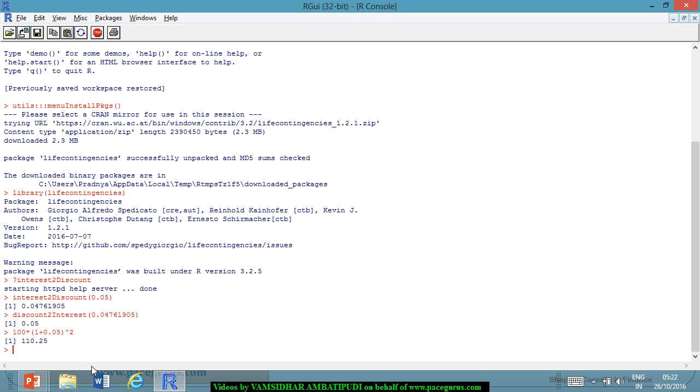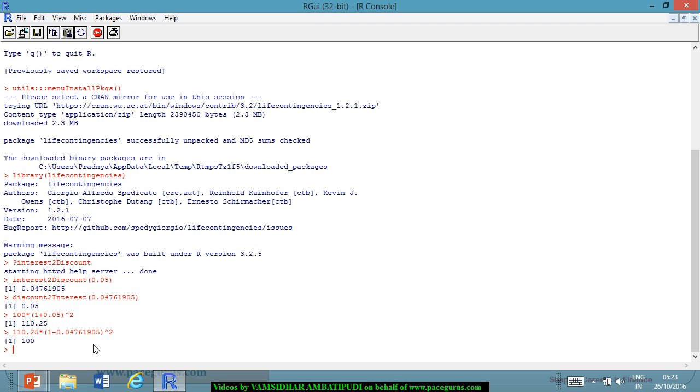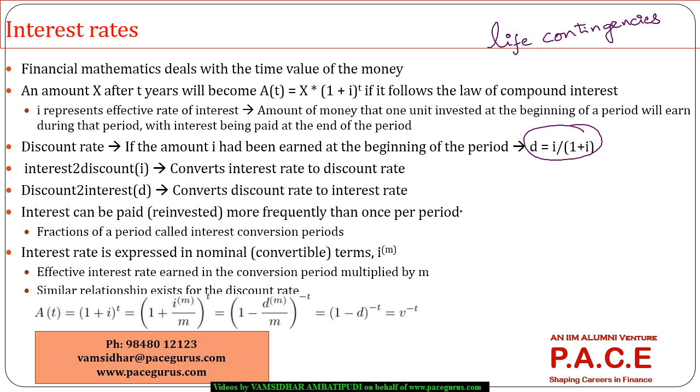Or I could simply take it with respect to discount. 110.25 multiplied by, first of all, I have converted the interest rate into a discount rate, right? So I can take it as the interest to discount, 1 minus d, squared. Even this is taking me back to 100. So you could see a few conversions out here, right?